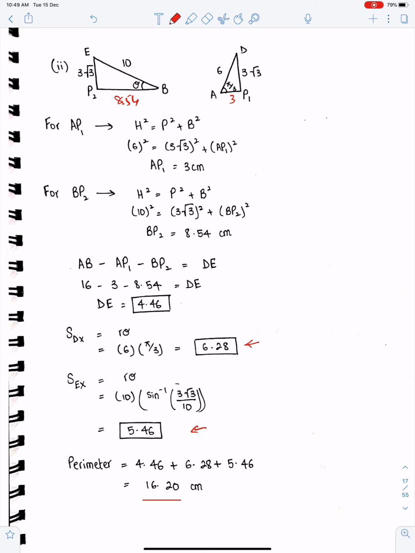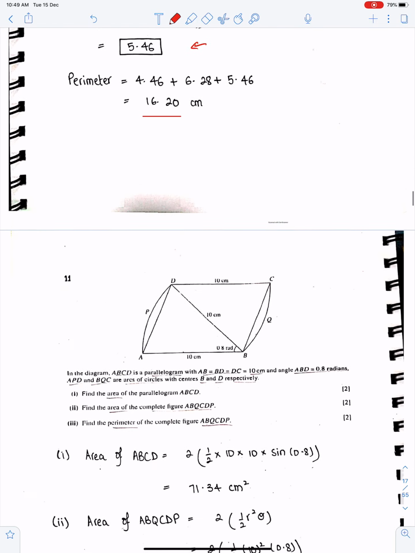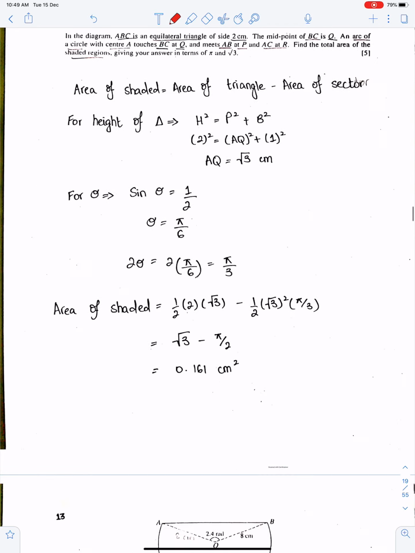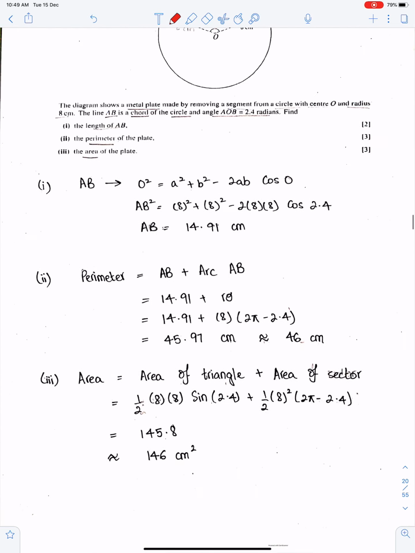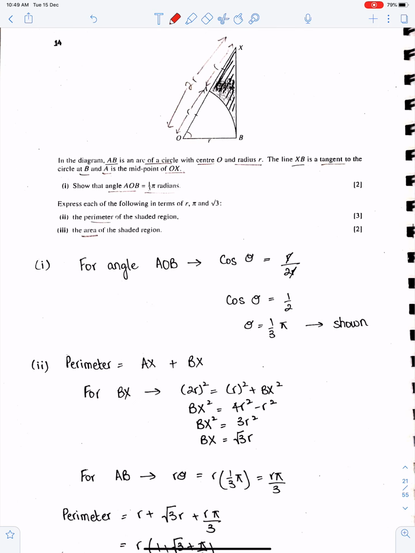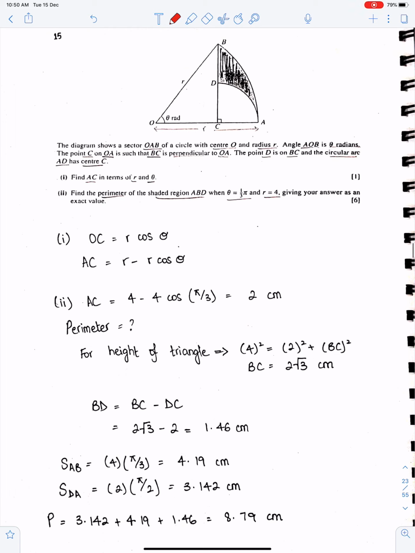Nice work of this student. Neat and tidy. Let me check. This question is important. I'm sorry.